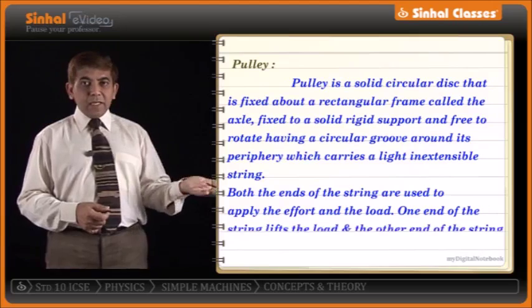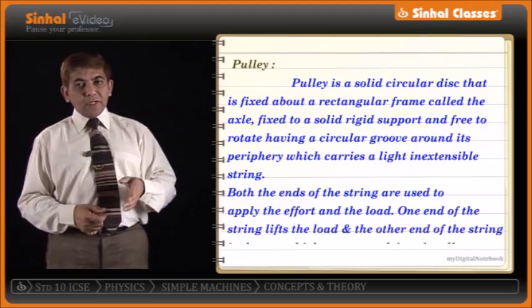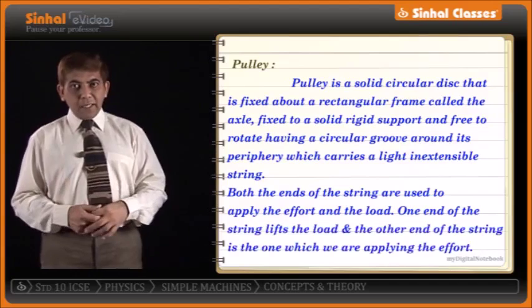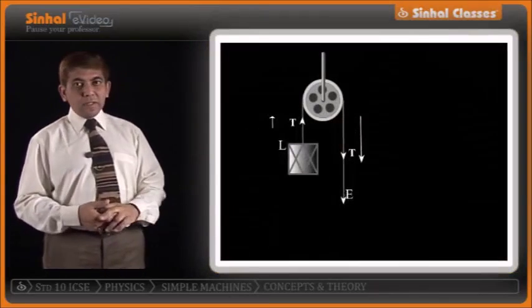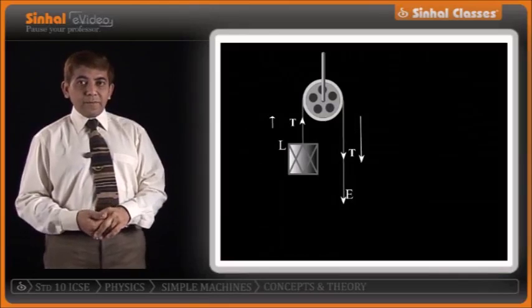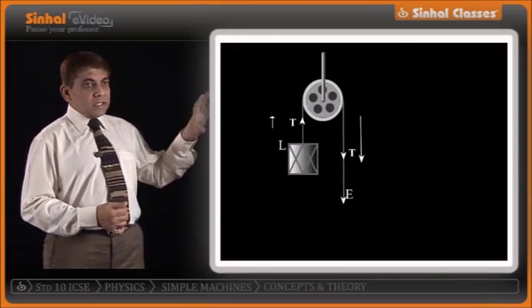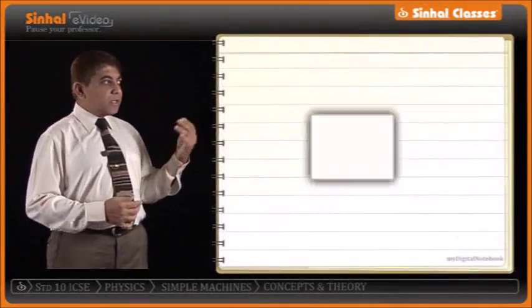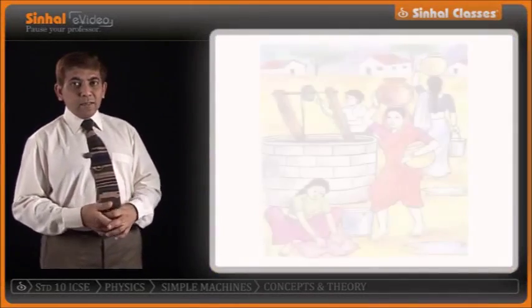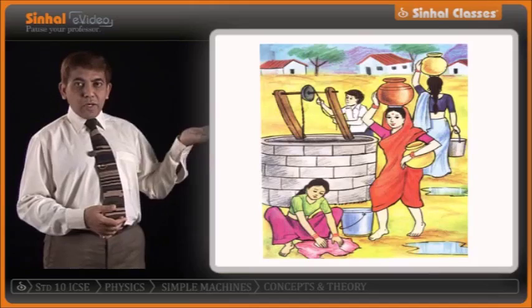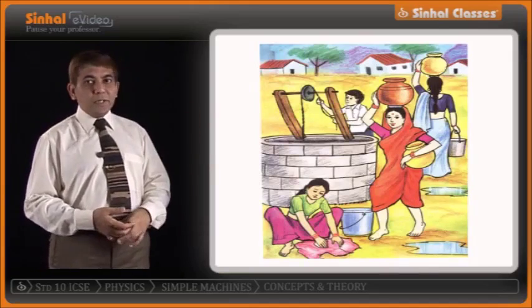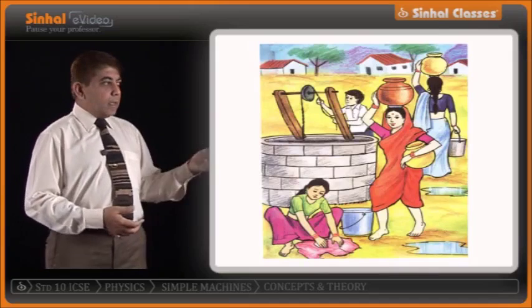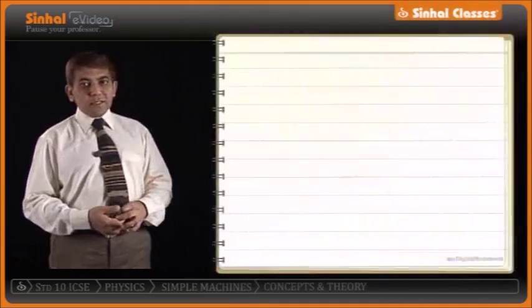Both the ends of the string are used to apply the effort and the load. One end of the string lifts the load. The other end of the string is the one on which we are applying the effort. So we see a pulley over here. The one which we show here is a single fixed pulley. Doesn't this figure look similar to something you must have seen in remote villages? Definitely you must have seen people drawing water from a well, wherein the pulley is being utilized.